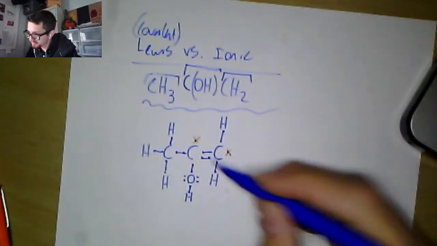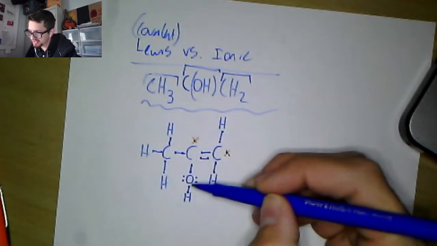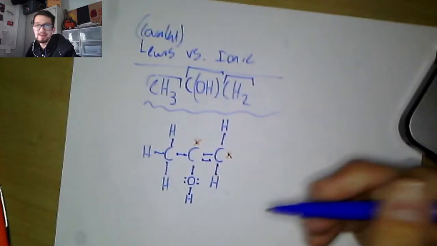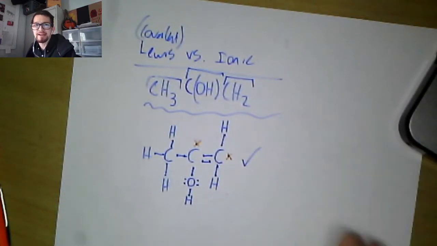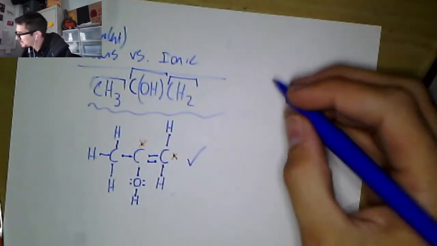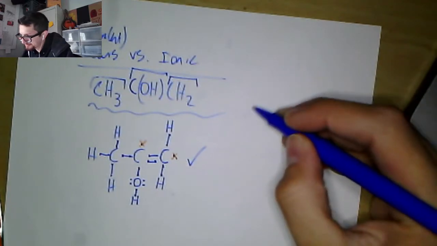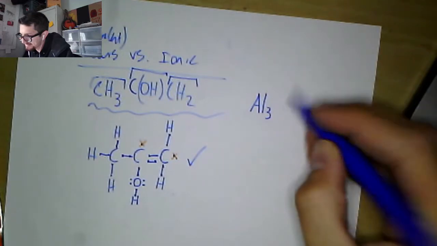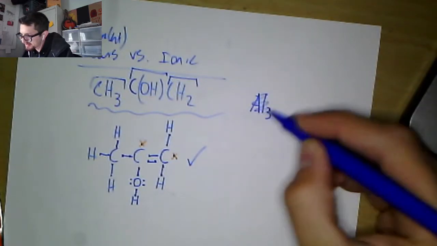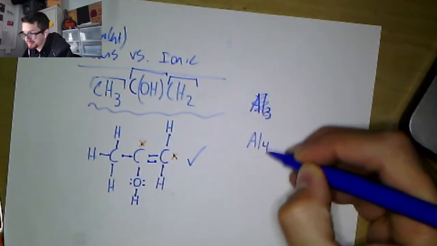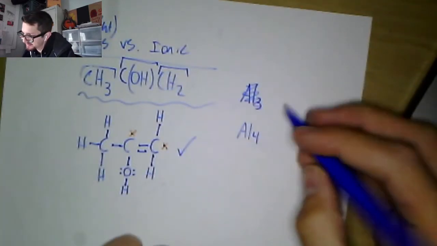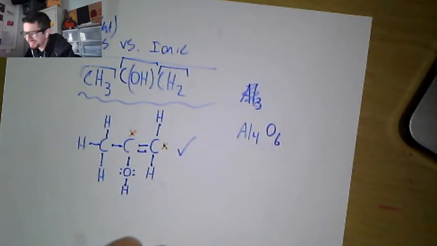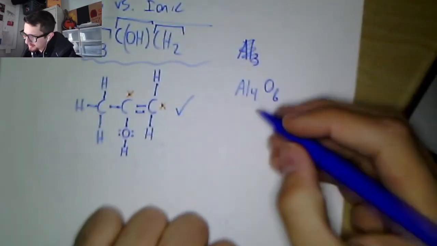And now carbon has 4 bonds, carbon has 4 bonds, carbon has 4 bonds, oxygen has 2 bonds, hydrogen, hydrogen, hydrogen, hydrogen, hydrogen, hydrogen, all have 1 bond. This structure is happy. Now, let's say I had something along the lines of, let's say aluminum 3. No, that's going to be dumb. Aluminum 4. Ooh, spicy. So aluminum 4, oxygen 6. That should work. Let's see if it does.